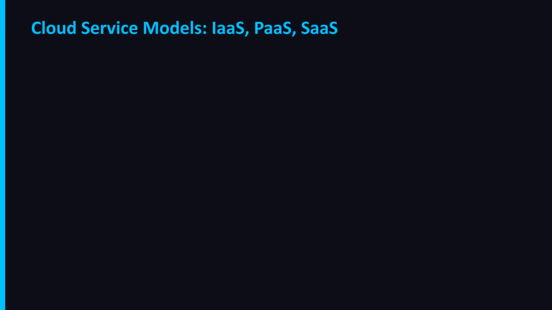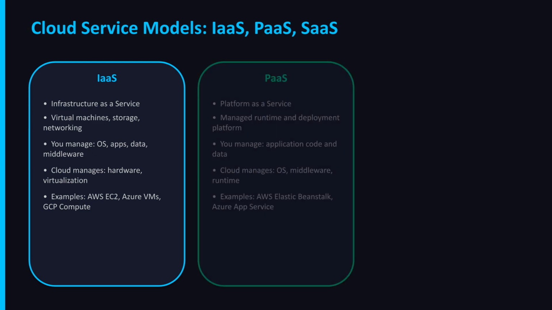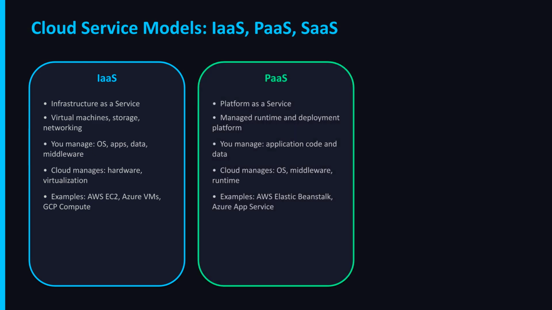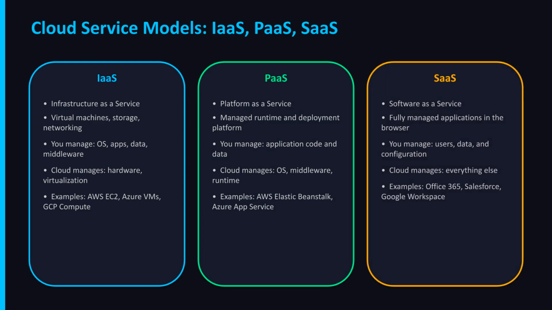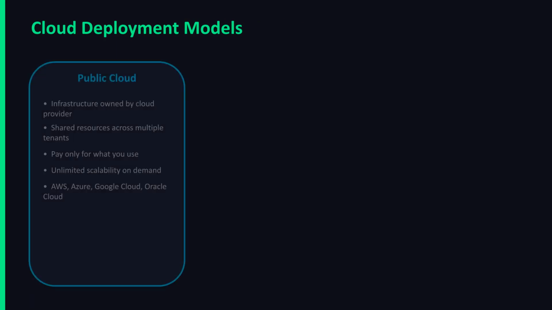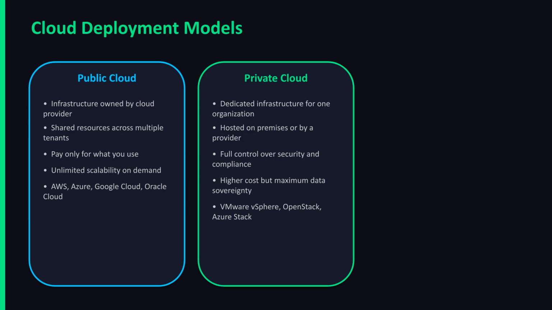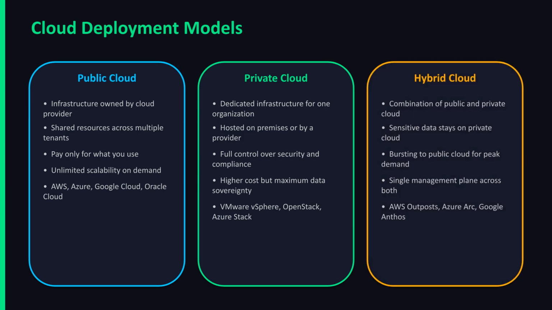Understanding cloud service models is essential. IaaS provides raw infrastructure like virtual machines. PaaS offers managed runtime platforms for developers, and SaaS delivers fully managed applications directly through your browser. Each model offers different levels of control and management. Your deployment model determines your infrastructure's reach and control. Public clouds offer unlimited scalability, private clouds provide dedicated control for sensitive data, and hybrid clouds allow you to combine both, providing a flexible management plane that spans your entire environment.